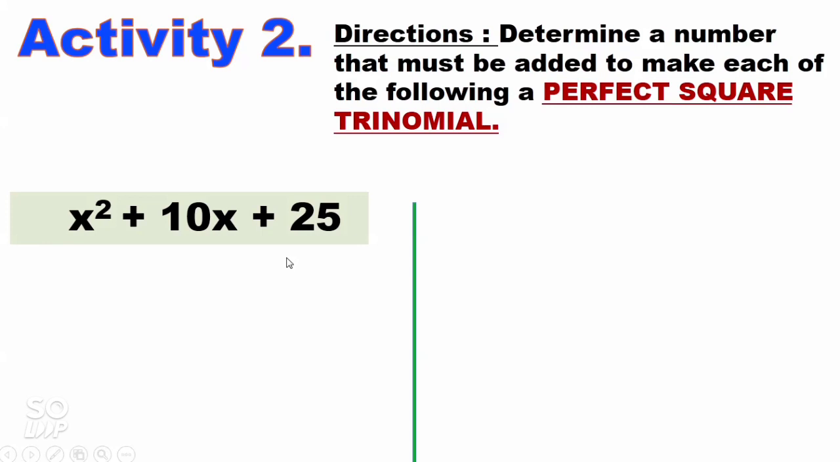X squared plus 10x plus 25. This is a perfect square trinomial. Okay, we find the square root of the first term, x, and the square root of the last term, which is 25. Okay, the answer is x. The square root of 25 is 5.